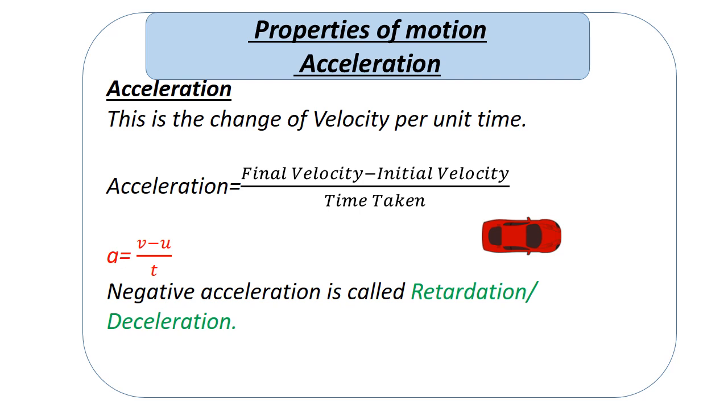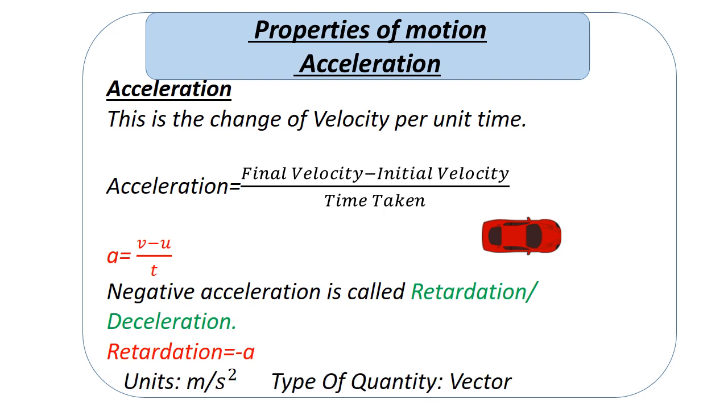So we can come up with a formula from what we have said so far. Retardation or deceleration is equal to negative acceleration. The units for acceleration are meters per second squared, and acceleration is a vector quantity. If you forget, remember that acceleration deals with velocity, which is a vector. So acceleration itself is also a vector quantity.